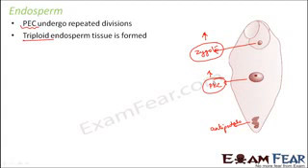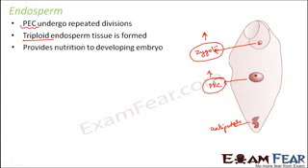Because endosperm is the one which will provide nourishment to the embryo. So unless and until the nourishment is ready, there is no point in developing the embryo, because the embryo needs nourishment in order to grow. So first of all, the endosperm has to be formed. It provides nutrition to the developing embryo, and that is the main purpose of the endosperm.